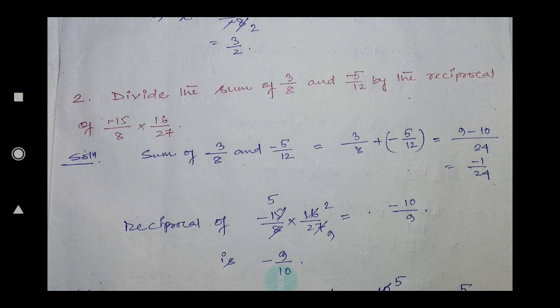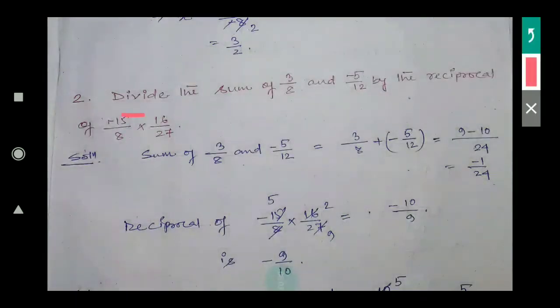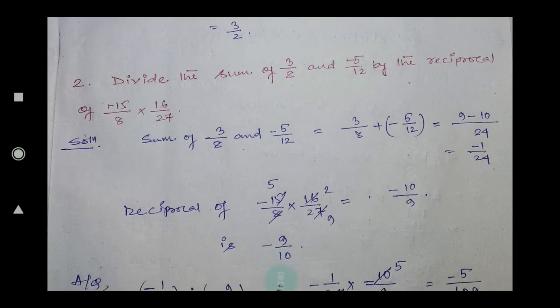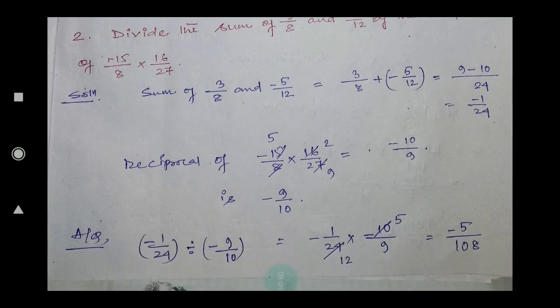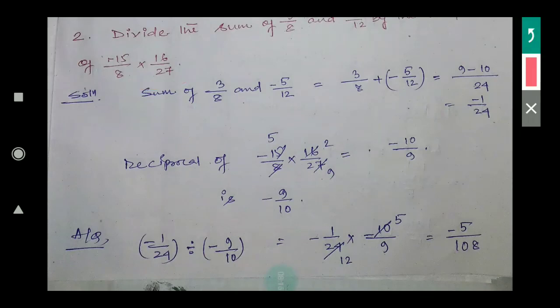Okay, now what is asked? Question: divide the sum of this one by this one. So according to the question, the sum minus 1 by 24 divided by the reciprocal of this one, which is minus 9 by 10. If you do the division, you will get minus 5 by 108.